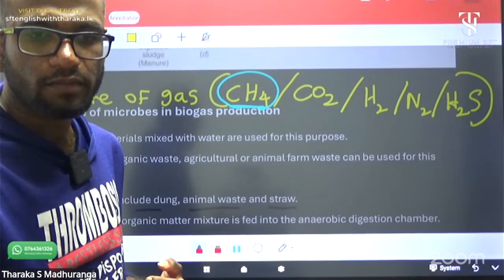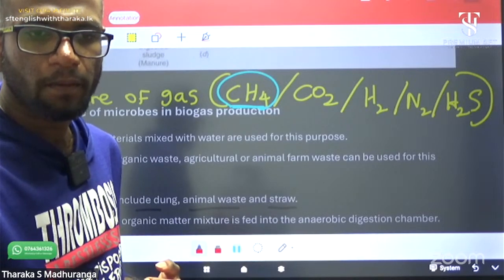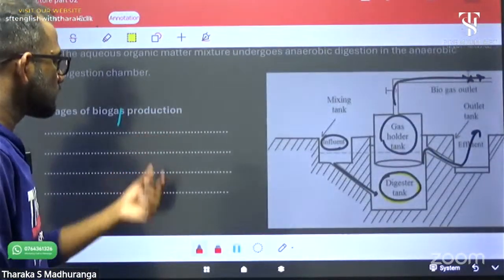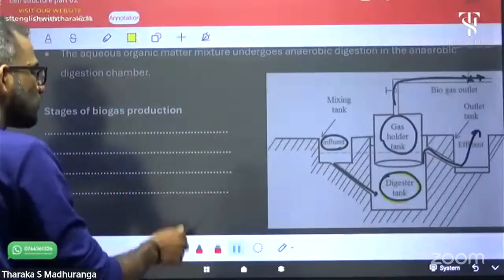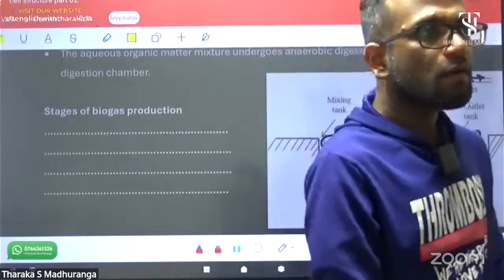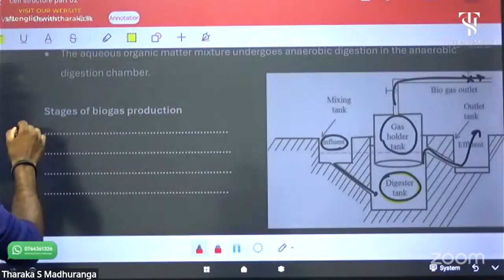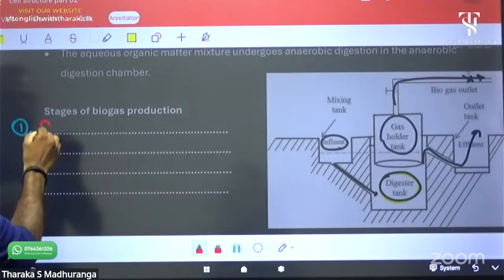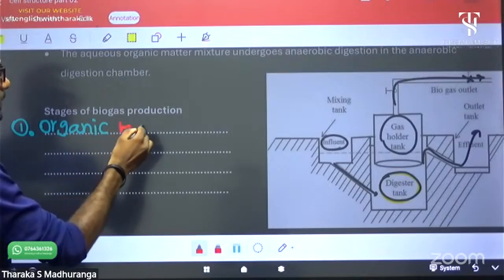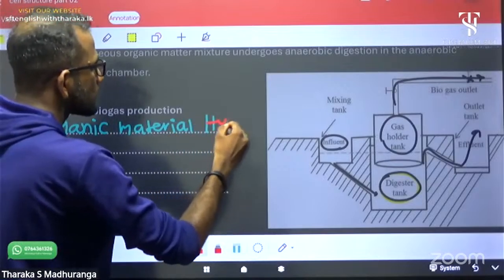Anaerobic digestion. This biogas production process we can classify into 4 main steps. The first one is organic material. Write down 4 steps: organic material, hydrolysis.